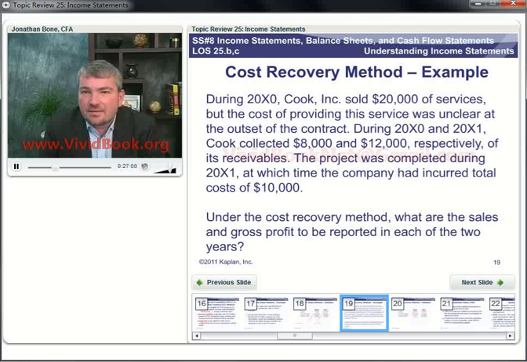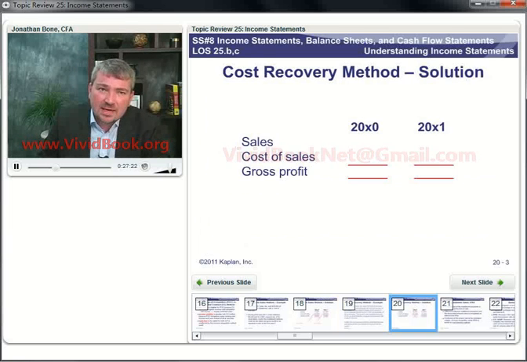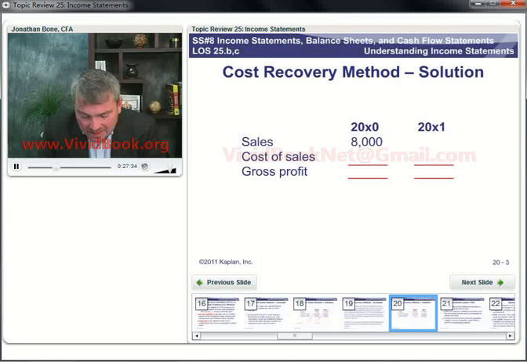Okay, so we didn't know the costs at the outset of the contract. Notice we've received 8,000 in the first year, 12,000 in the second year, just exactly the same way as we did in our previous example. The project was completed during X1, at which time we'd incurred a total cost of 10,000. Okay, so let's have a look at the impact. When we do this, we'll bring in sales exactly the same way as we did with the installment method, according to the cash we've received in each year. So 8,000 in year one. Now, in year one, we've yet to recover our full costs.